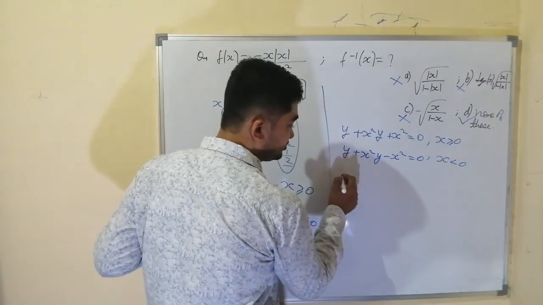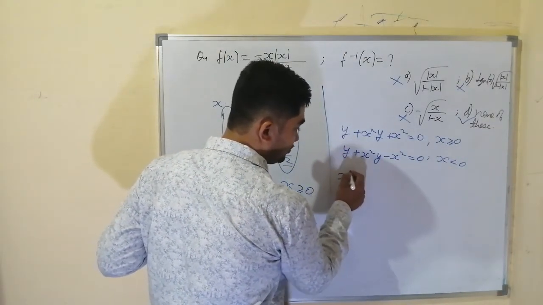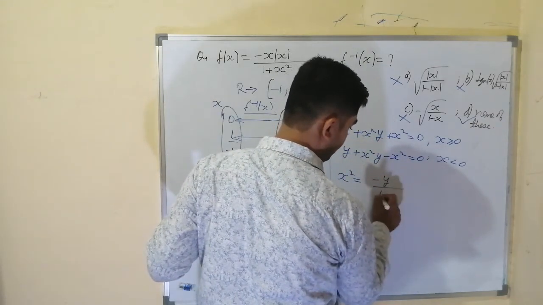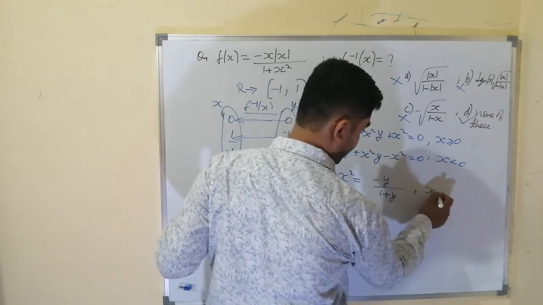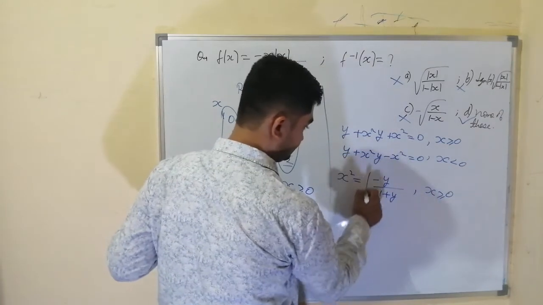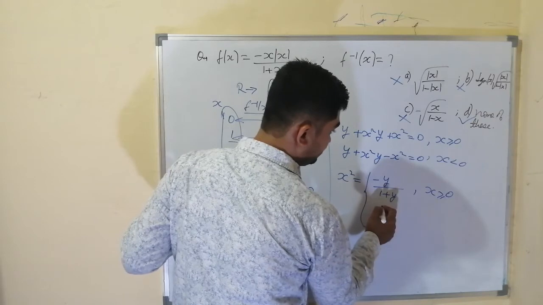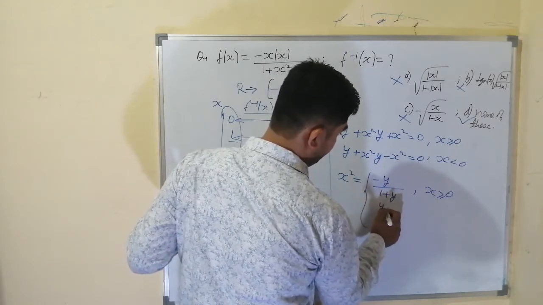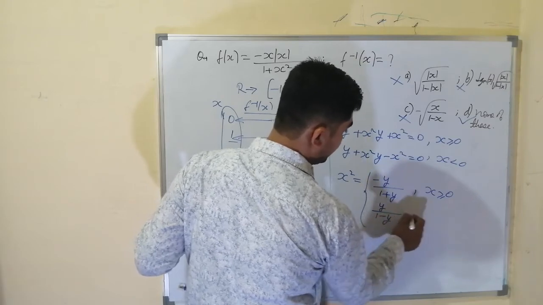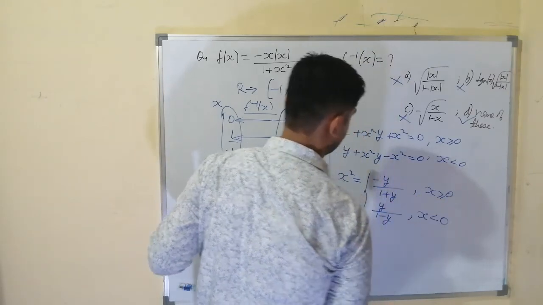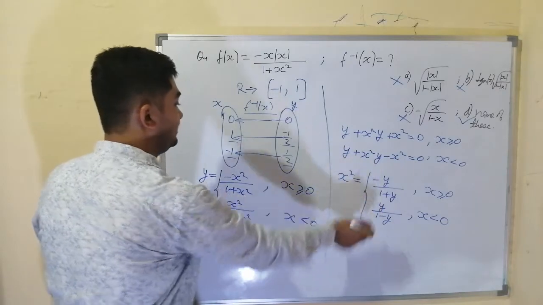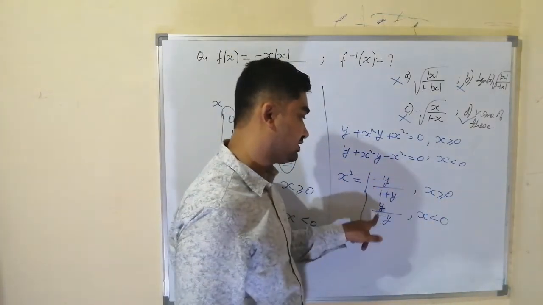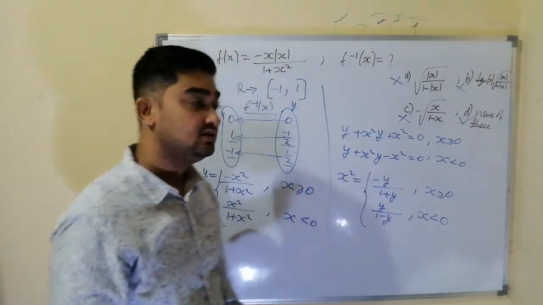So what is x in terms of y? X square will become, in this case, minus y upon 1 plus y when x is greater than or equal to 0. And x square is equal to y upon 1 minus y whenever x is less than 0. So we have simplified these two. We'll get x square is equal to minus y upon 1 plus y whenever x is positive, and it is plus y upon 1 minus y whenever x is negative.